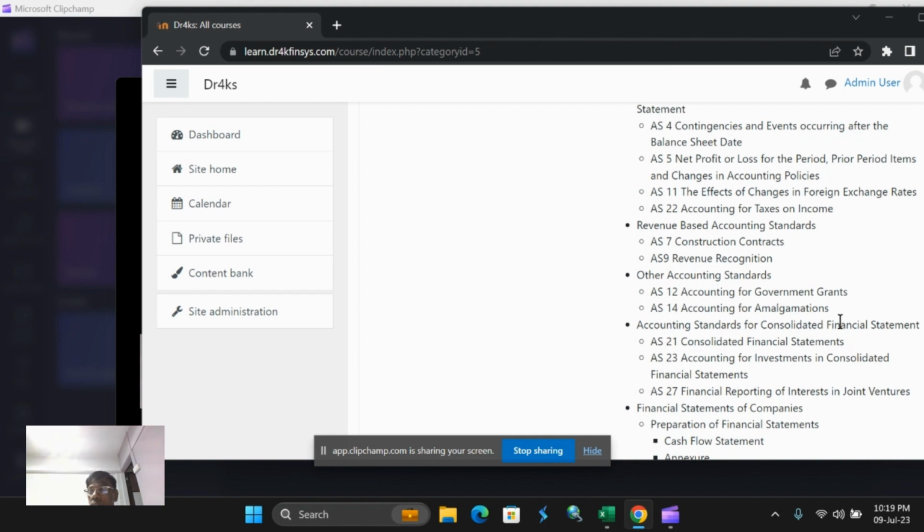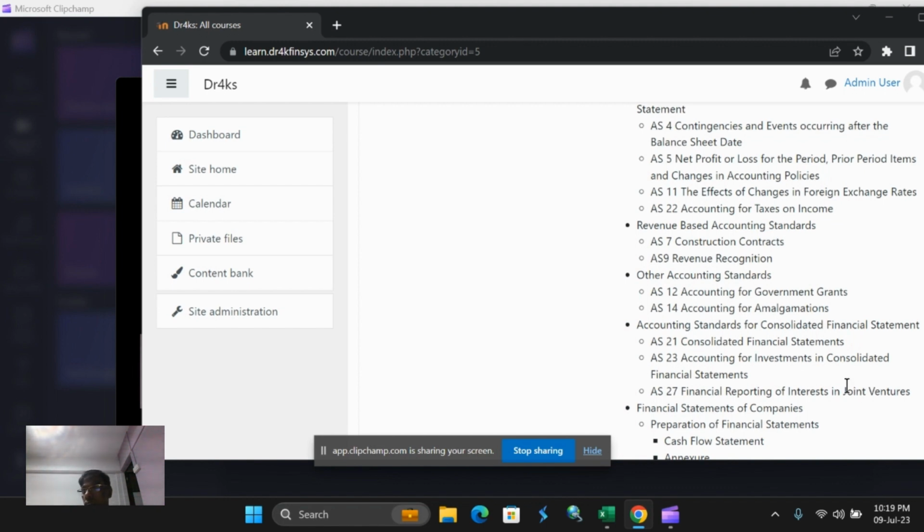Then comes the consolidated financial statement. When a business has more than one unit under its group, and particularly when they are in the form of parent and subsidiary units, you need to prepare a consolidated financial statement, and this standard deals with those kinds of principles. And then the next standard is how to account for investments. When a parent company has investments in the subsidiary company or its associate companies, how to account for the investments and how to present them in the financial statements. You need certain guidelines, and those guidelines are laid down in this particular standard.